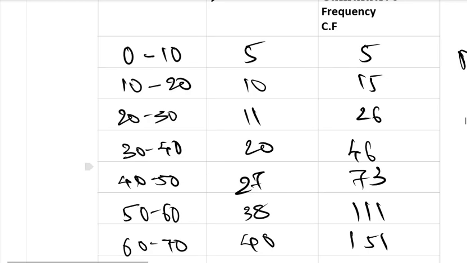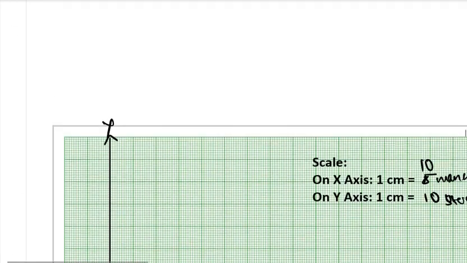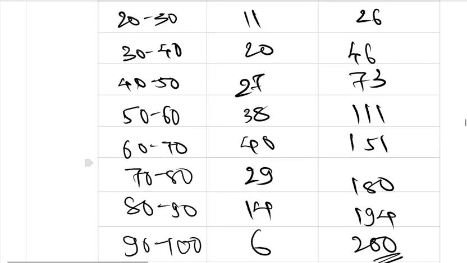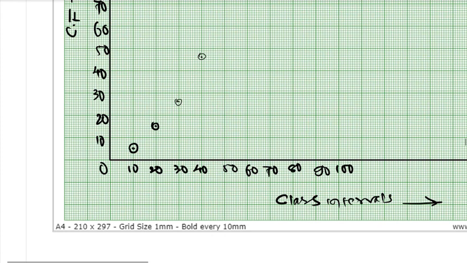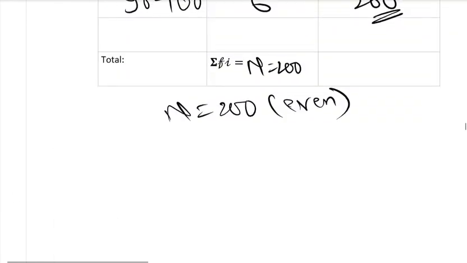30, 26, 40, 46. 30, 26, right? So 25, 26 over here. 40, 46. Then 50, 73. 73 would be somewhere over here.